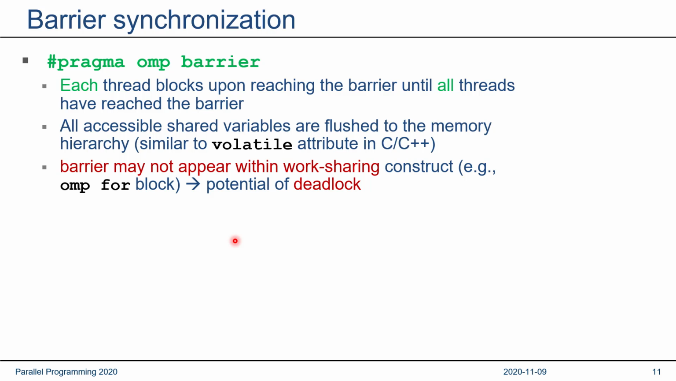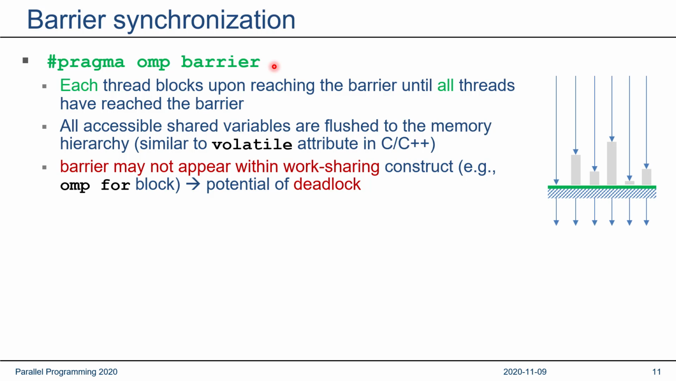The simplest one is the barrier. Pragma OMP barrier synchronizes all threads. So each thread encountering the barrier blocks, so it waits at the barrier until all threads have reached the barrier. Now here's what you can envision what this looks like. So here's the barrier. Everybody has to wait until everybody else has arrived, and then all threads can go on.